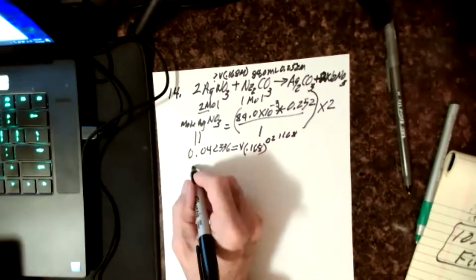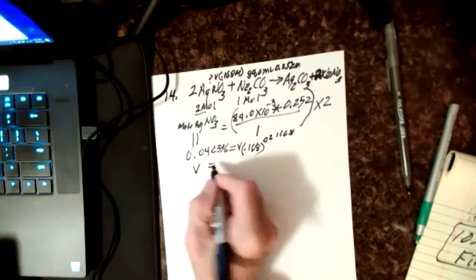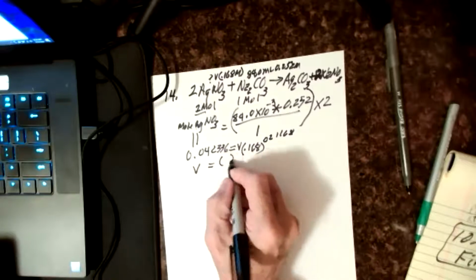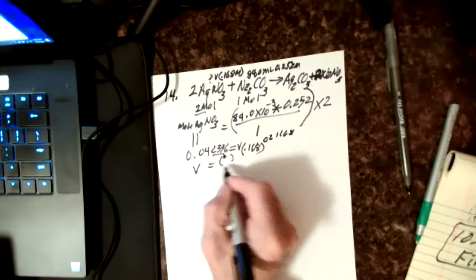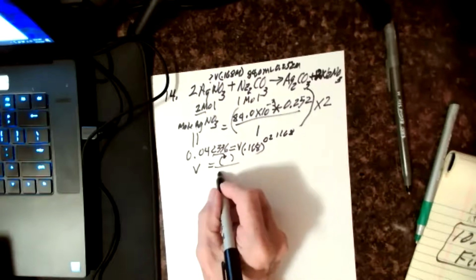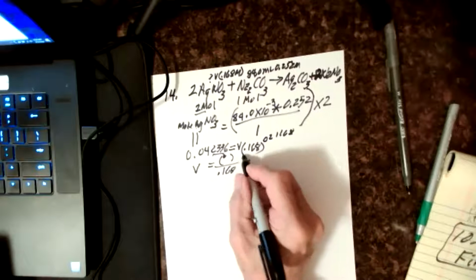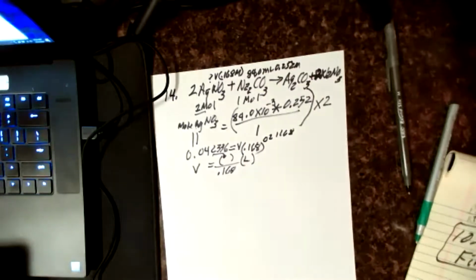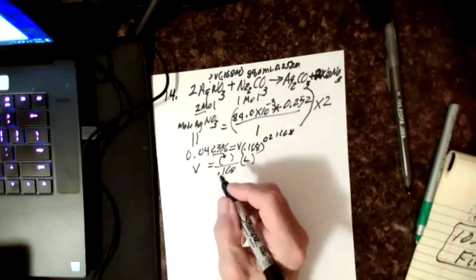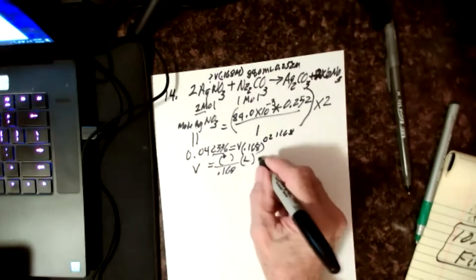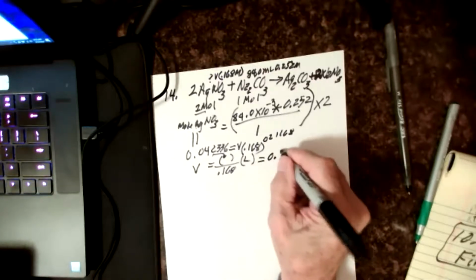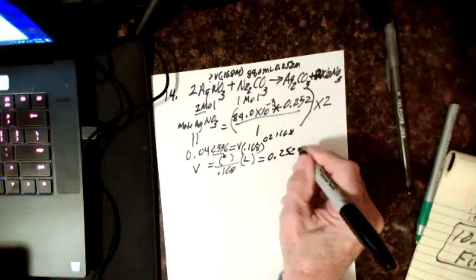Okay, so I can solve for the volume. It's going to be my number of moles here, and I want to divide it by 0.168. And that's going to give me an answer in liters. So I take that number on my screen, divide it by 0.168, and I get 0.252 liters.